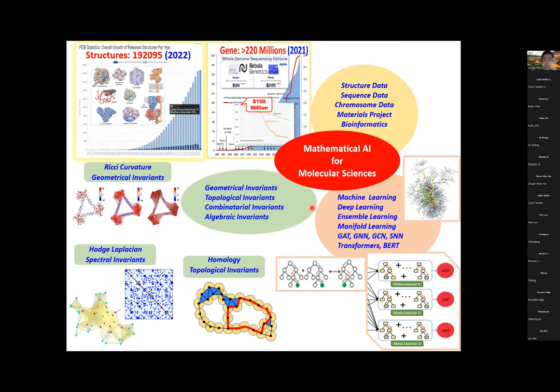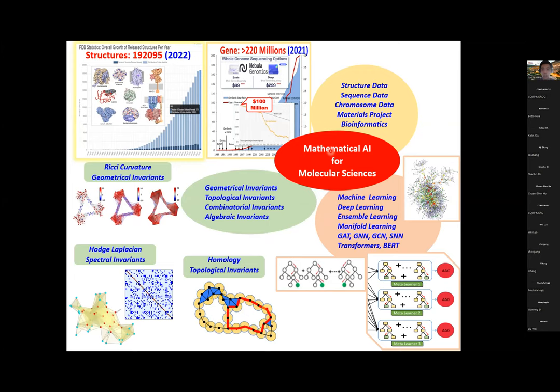So the whole game that we are playing about this mathematical AI for molecular sciences is to combine these three areas. So basically, with the huge amount of biological and chemistry data that we have nowadays, we want to incorporate some of these mathematical concepts and also a lot of these powerful learning models.